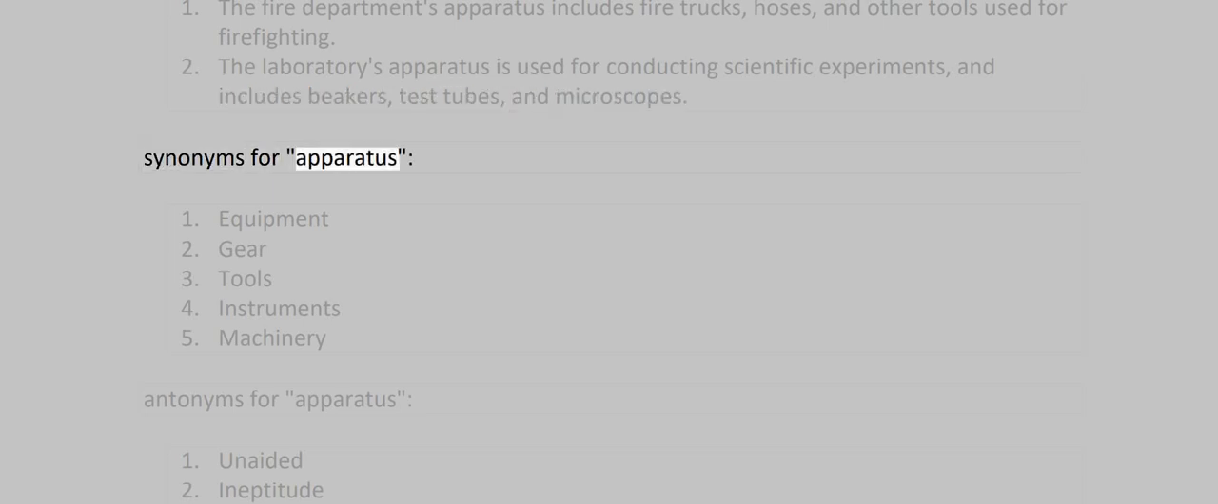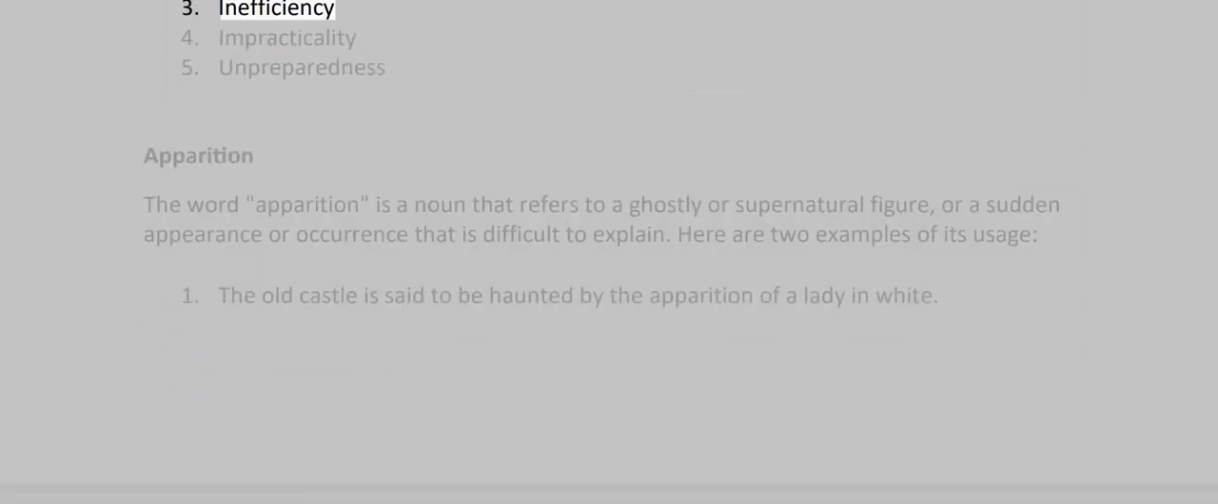Synonyms for apparatus: 1. Equipment. 2. Gear. 3. Tools. 4. Instruments. 5. Machinery. Antonyms for apparatus: 1. Antidote. 2. Ineptitude. 3. Inefficiency. 4. Impracticality. 5. Unpreparedness.